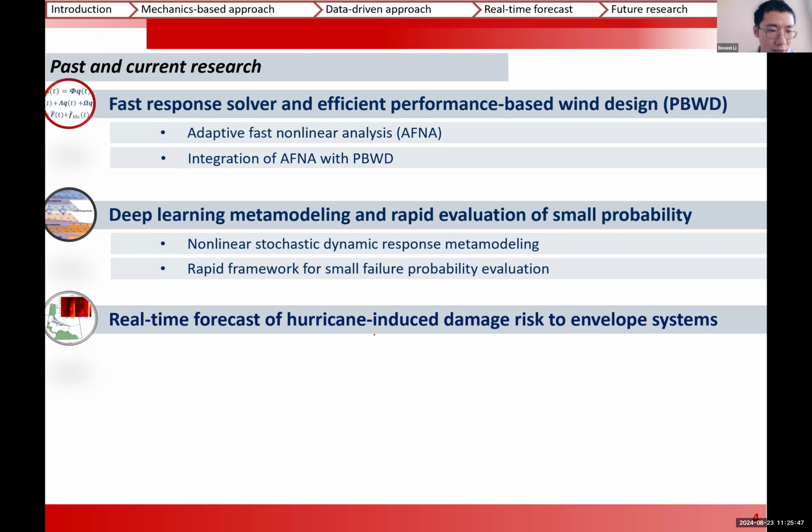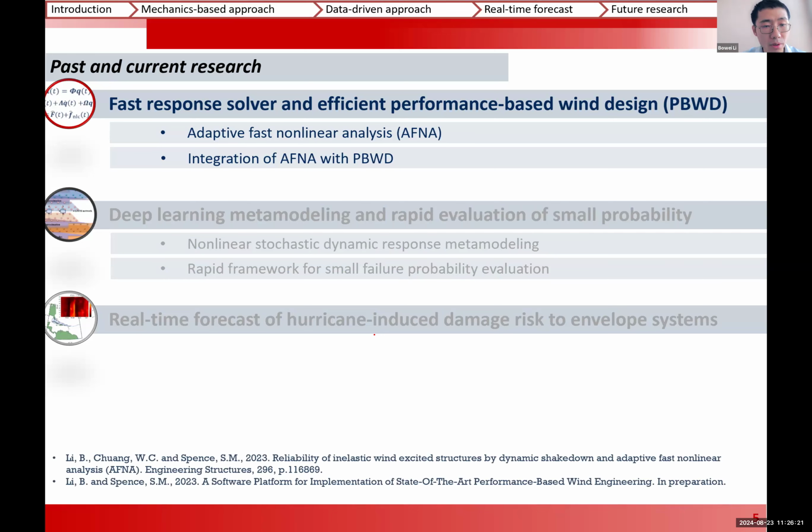The last thing here is a little bit interesting. It is a real-time forecast of hurricane-induced damage risk to envelope systems. The whole idea here is to take advantage of the computational efficiency gain and see if it is possible that we forecast the hurricane-induced damage for building envelope systems, just like weather forecast. If we can do that, of course, we can take precautions and inform, for example, the response management. Okay. So I'm going to go through the three thrusts one by one.